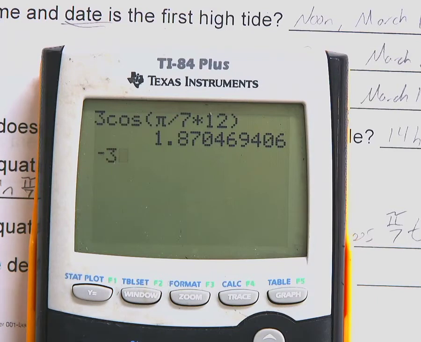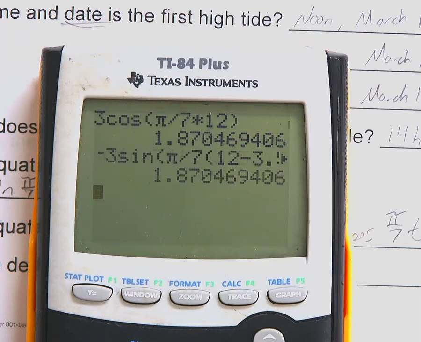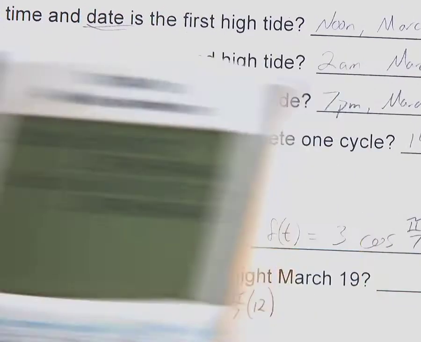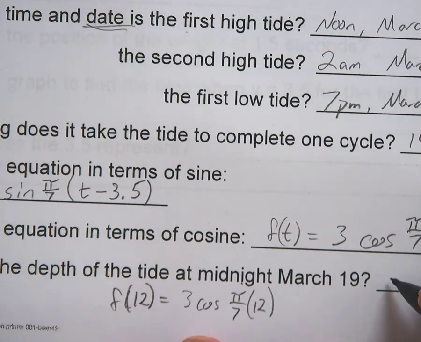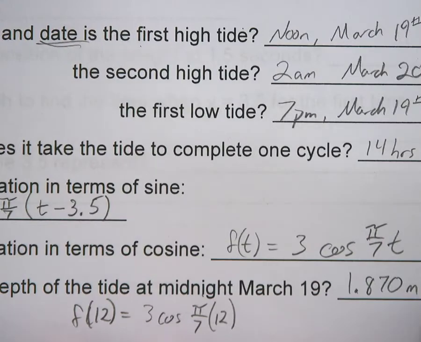Now let's say we did it with sine, just for kicks and giggles. Negative 3 sine of pi over 7 times 12 minus 3.5, and close my parentheses. Voila! Both the same, doesn't matter which one I use. Either way, I end up with 1.870 meters, and that is above sea level.